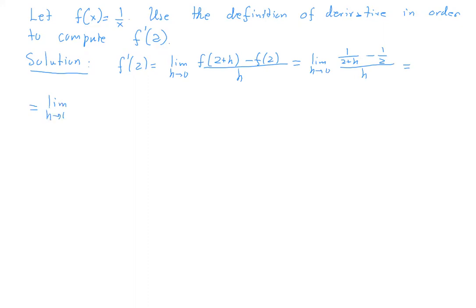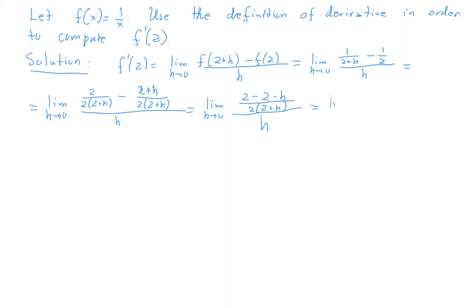Let's clear denominators on the top. So we will have 2 over 2 times (2 plus h). We multiply above and below by 2, minus we multiply above and below by (2 plus h) over 2 times (2 plus h). So this way we get the same denominator. And now we put everything under the common denominator on the top. So this is 2 minus, be careful, the negative sign is in front of the whole thing. So it will be (2 minus (2 minus h)) over 2 times (2 plus h), over h, the whole thing.